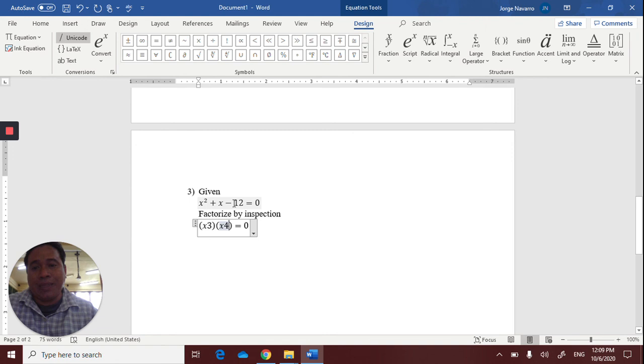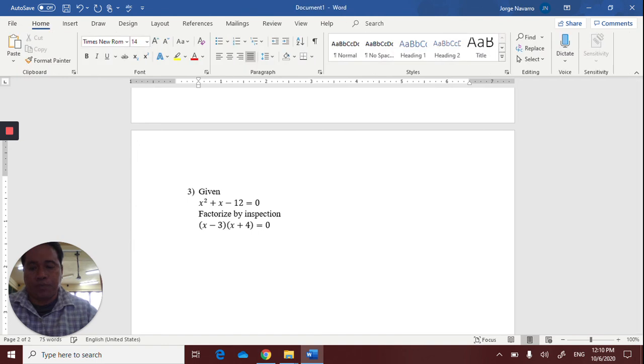But remember, it's a negative 12. So when the last term is negative, the question is which one is larger. In this case, the middle term is positive, so the larger one, which is the 4, will be positive, and the smaller one will be negative. So now we have factorized by inspection.